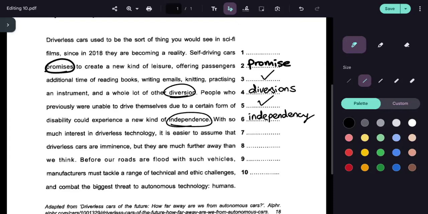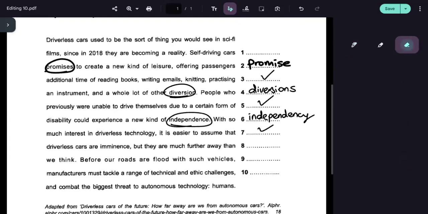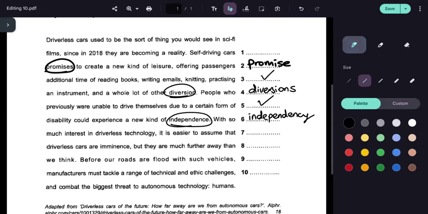With so much interest in driverless technology, it's easier to assume that driverless cars are imminent, but they are much further away than we think.